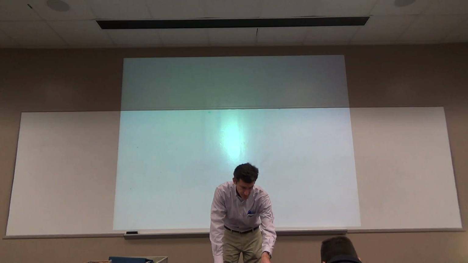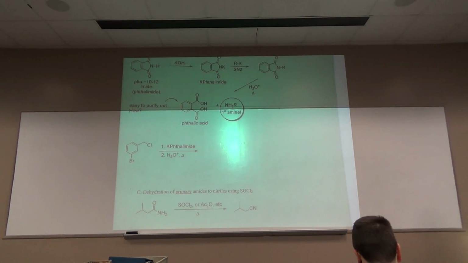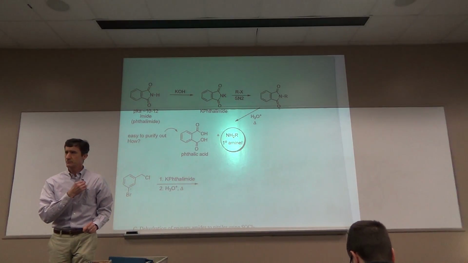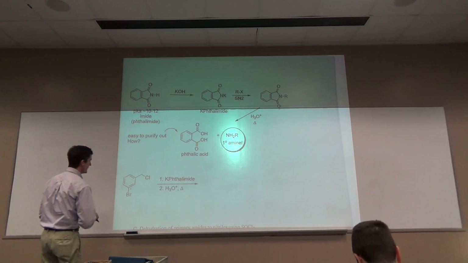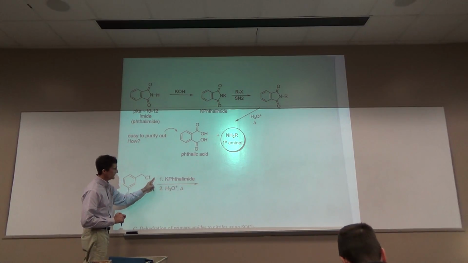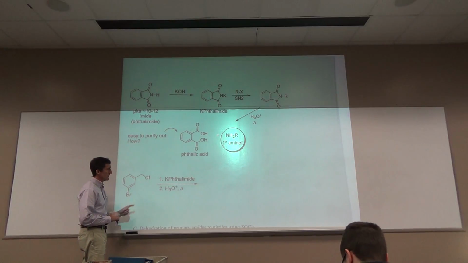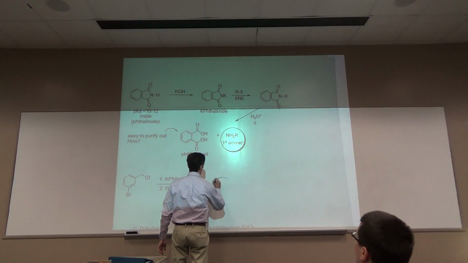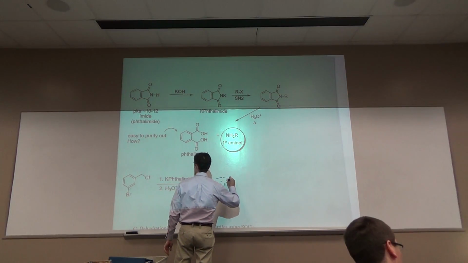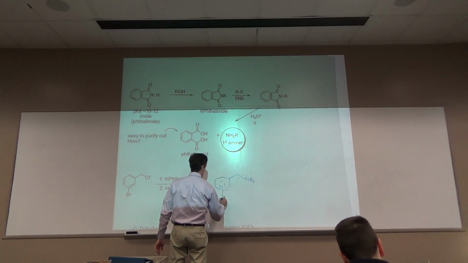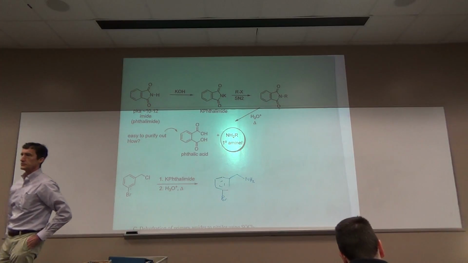Okay, let's see where we left off. Gabriel synthesis. Gabriel synthesis is the way to make primary amines. Yes, primary amines. The product of this reaction here, potassium phthalimide, followed by hydrolysis. Make that primary amine. How do we do it?